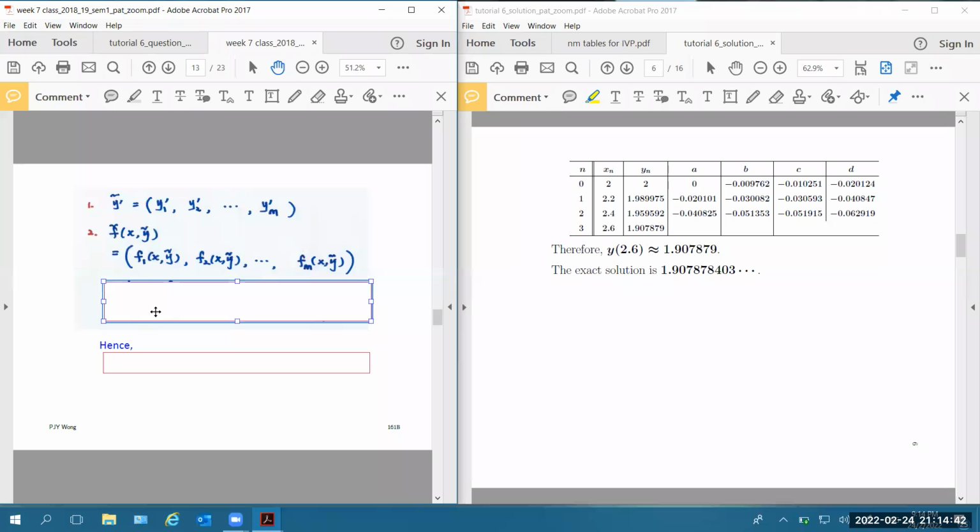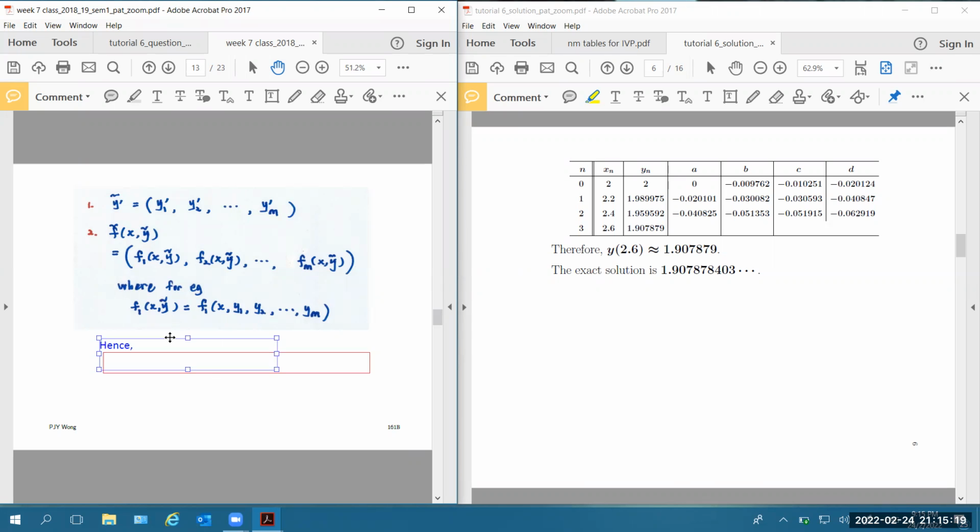So this f tilde means f1, f2 until fn. The x, y tilde are the arguments, and arguments means every component will have the same argument. So you see f1 of x, y tilde, f2 of x, y tilde, and so on. Then we can open up further, and inside you still see the y tilde. For example, for f1 of x, y tilde, you write out the y tilde as y1, y2 until yn. Of course, you also know what f2 of x, y tilde is and so on.